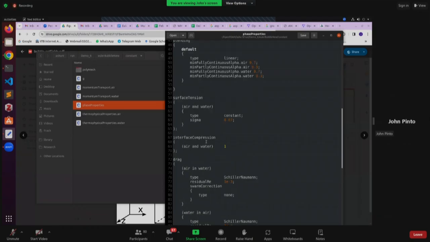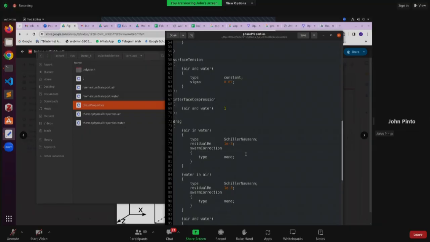Now, the interfacial compression coefficient, like you had seen yesterday, the C alpha value. If C alpha is 1, that means we are applying interfacial compression, and our interface will be sharp. If it is less than 1 or 0, then we are not applying interfacial compression.